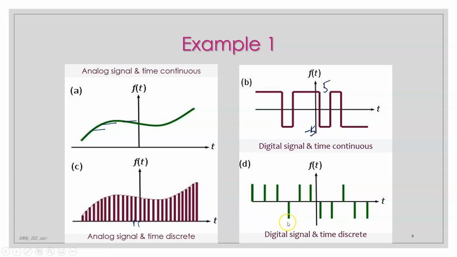Another example is digital signal and time discrete. So this is totally digital. And the values can be, for example, if you put like 10 and -10, it can be like two values only, right? And the time is also discrete. It means that there is no signal in between the interval of this line. So that is digital signal and time discrete.